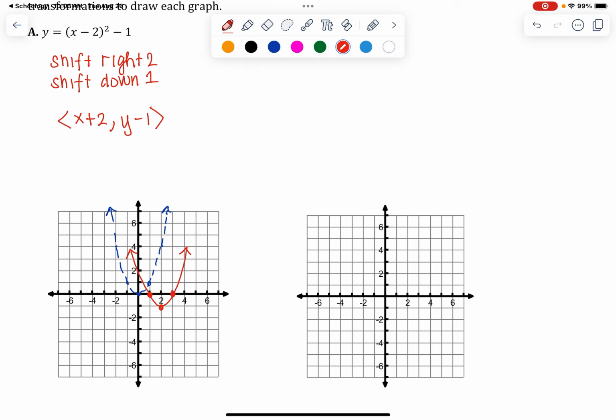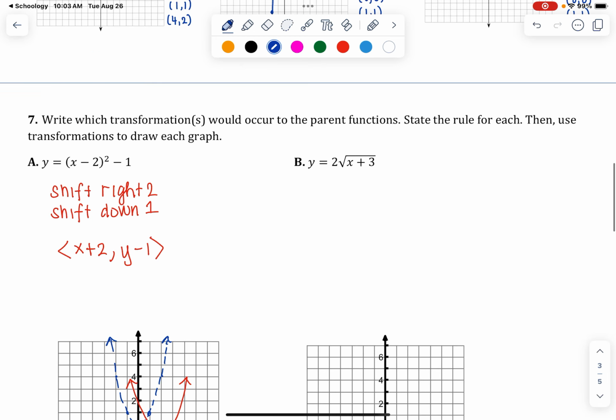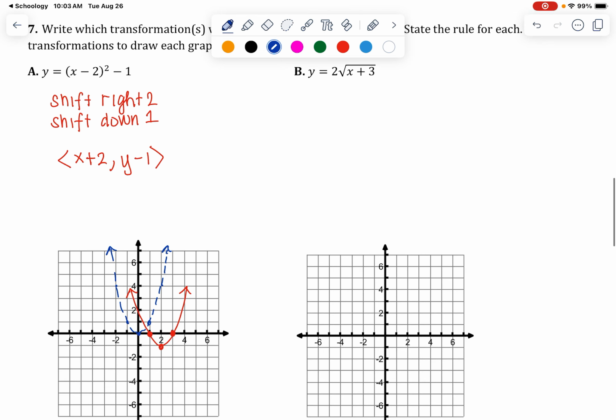And there she goes. All right, let's look at the next one here. The next one, I have a square root function, okay? So I'm gonna start off by drawing the parent, 0, 0, 1, 1, 4, 2. Those are the points I have memorized. Then I'm gonna use a dashed line to graph it, okay?